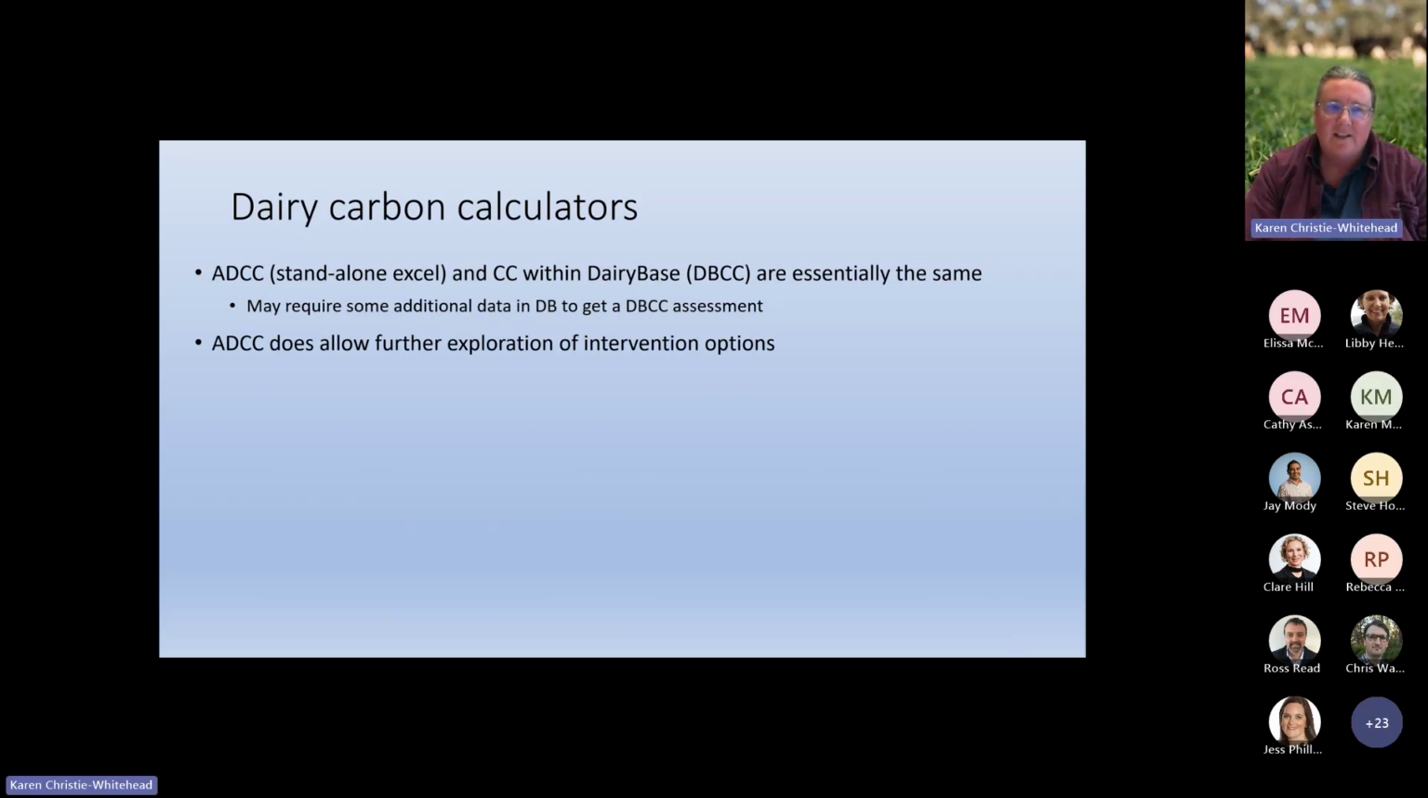What's important is that the Australian Dairy Carbon Calculator, the standalone Excel, has some scope for further exploration of intervention options. And depending on how we go on time, I will touch on some of those in my next bit of the presentation.